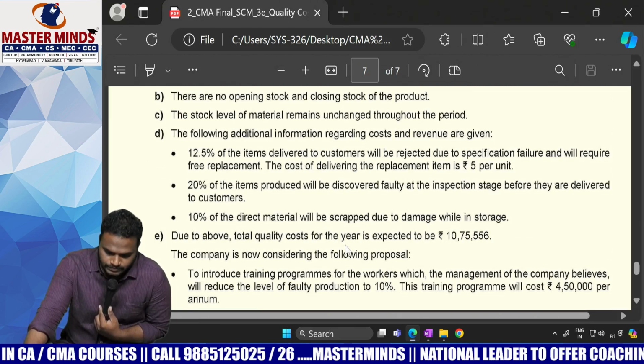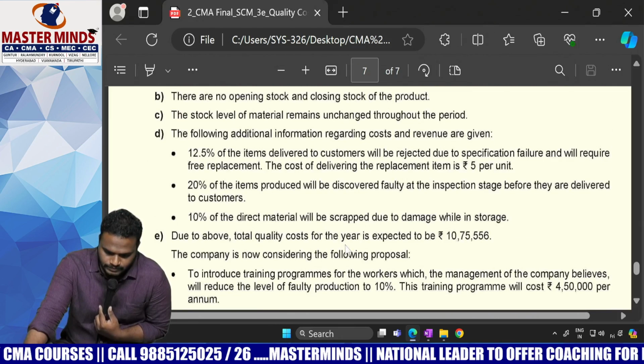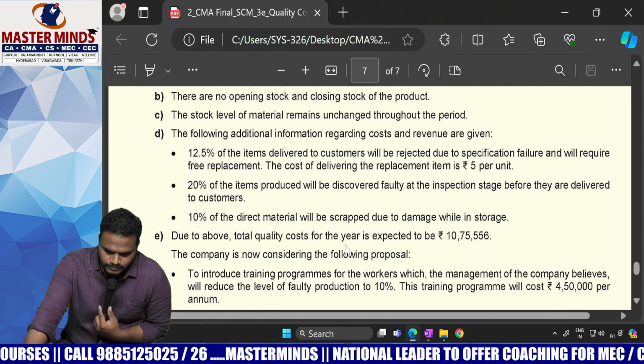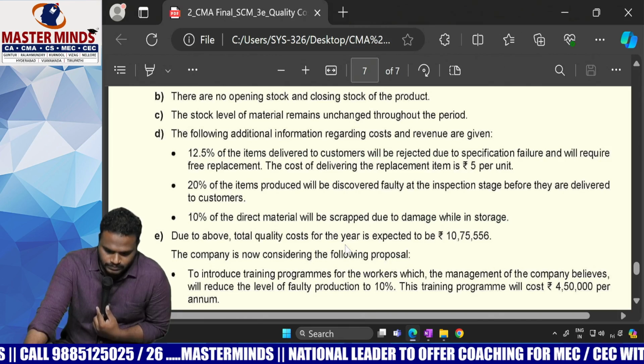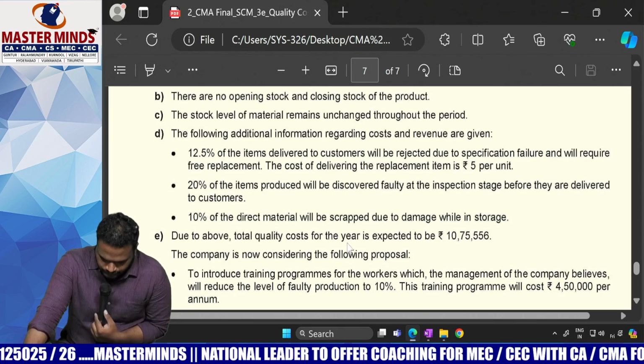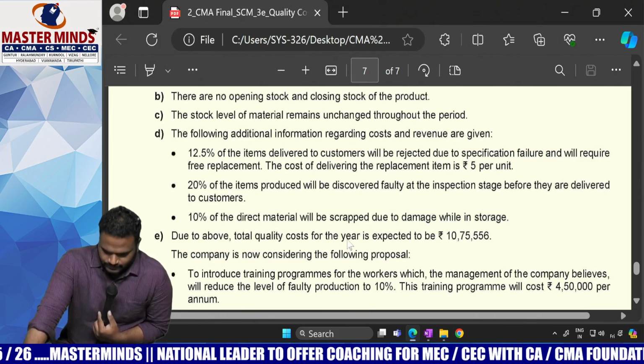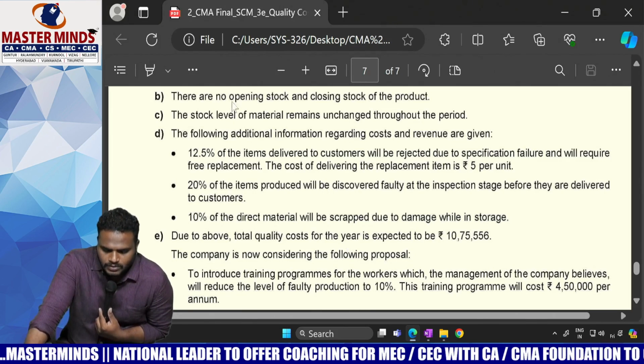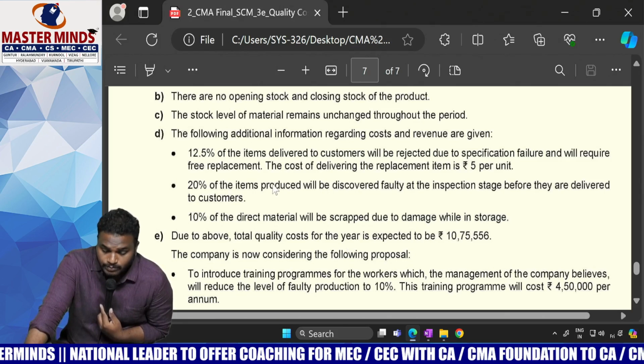The following additional information regarding cost and revenue is given. 12.5% of the items delivered to customers will be rejected due to specification failure and will require free replacement. The cost of delivering the replacement item is 5 rupees per unit. This is very important, just focus.